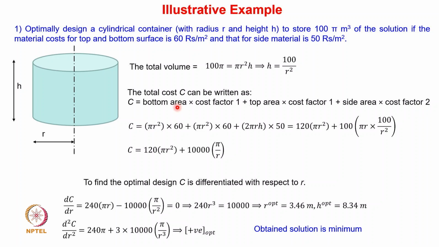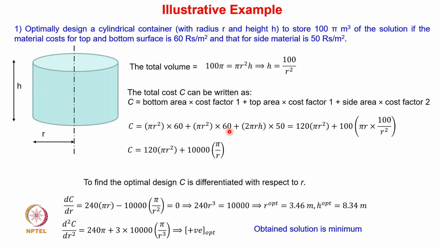So in this case, bottom area will be what? This bottom area, remember this is a cylindrical container, so bottom area will be pi r square. So pi r square multiplied by 60, that will be the cost corresponding to the bottom material. For top material, again the area will be pi r square into the cost corresponding to the top area, so that is nothing but 60 again.